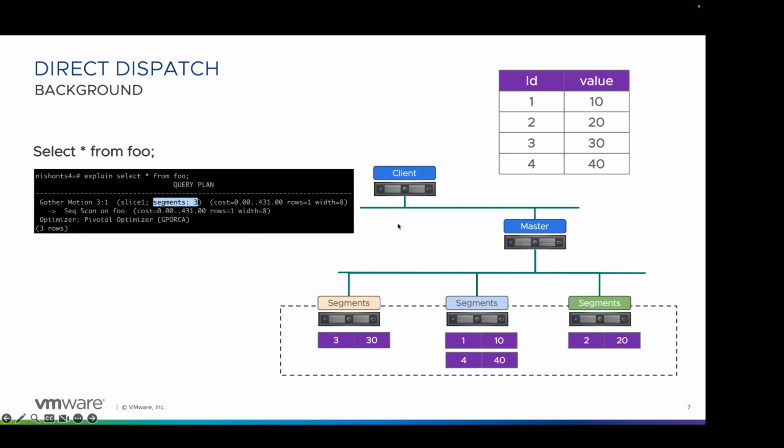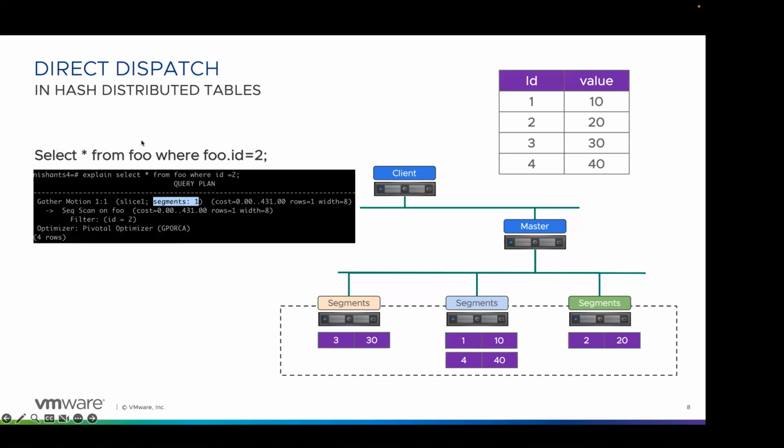Now, what if the query itself has the information about where our data lies? Say the query is like select star from foo where ID is 2. Now that we have distributed this table with the column ID, we know where this ID 2 data would be lying. So we can directly send this plan to that segment and get our data. Here we can see we are gathering our data from one segment only. This query did not go to all the segments.